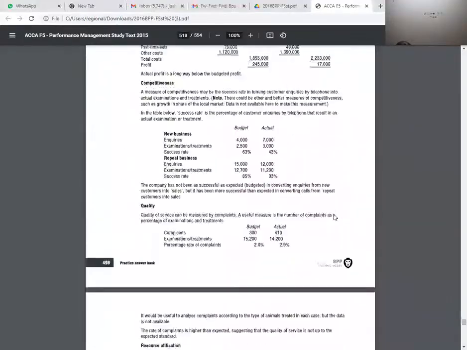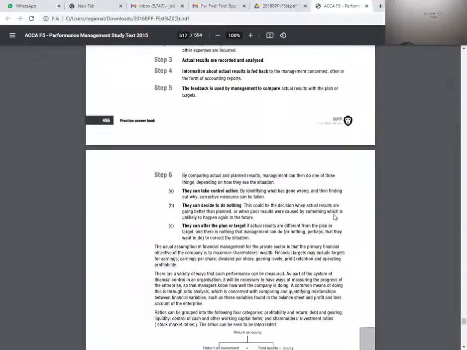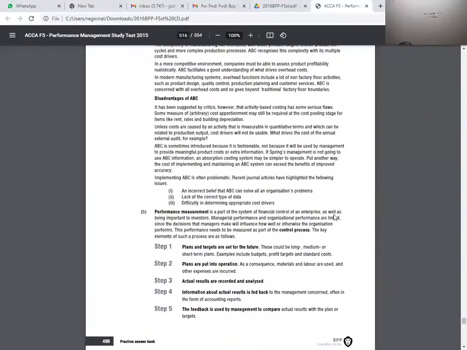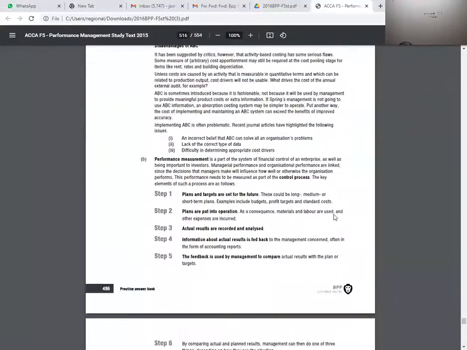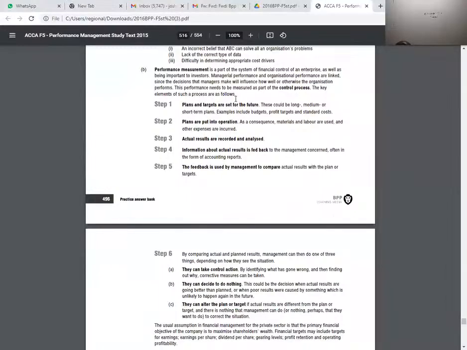Like that, budget and people is very important. So they're telling us here, part B, that performance measurement is part of the system of financial controls of an enterprise, as well as being important to investors. Managerial performance and organizational performance are linked, since the decisions that managers make will influence how well or otherwise the organization performs. This performance needs to be measured as part of the control process.